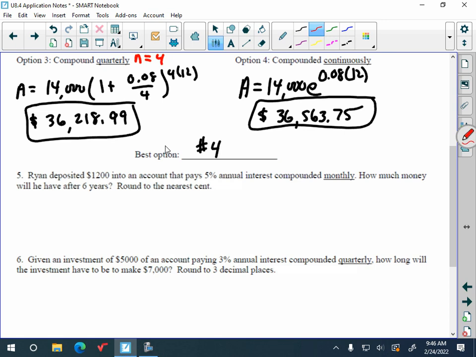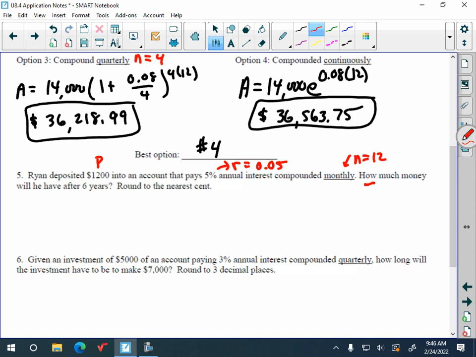All right, so let's identify what each of these numbers mean for the formula. So we're depositing $1,200, that's P. 5%, that's our R. As a decimal, 0.05. Monthly means N is 12 months in a year.